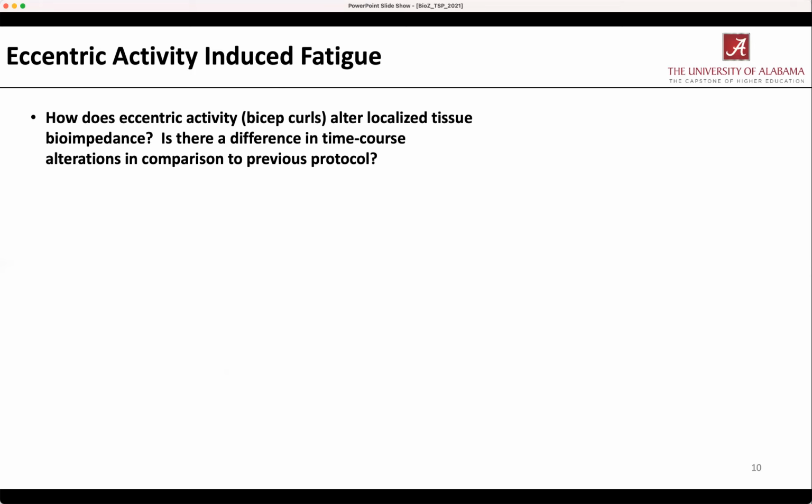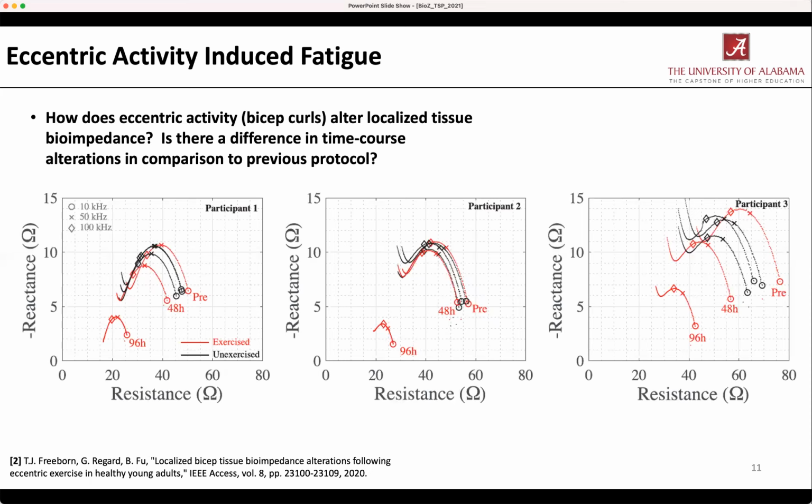Eccentric activity is very common in stair walking, downhill running, and for a bicep curl, it's lowering a weight beyond your 1 repetition maximum. So we're interested if that type of protocol induces a different time course of change in our biological tissue. We collected data from 5 participants, and this is a really interesting feature. So we exercised one arm, we did not exercise the other. So we have comparison data within each subject, and what we're showing here is 3 participants' data.